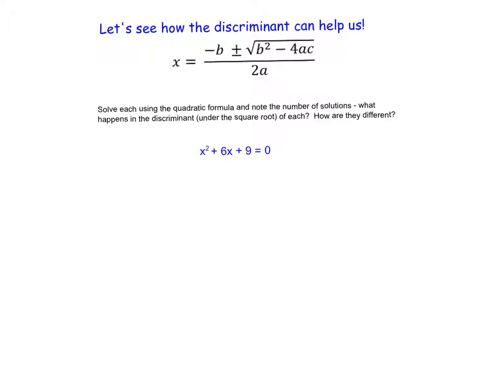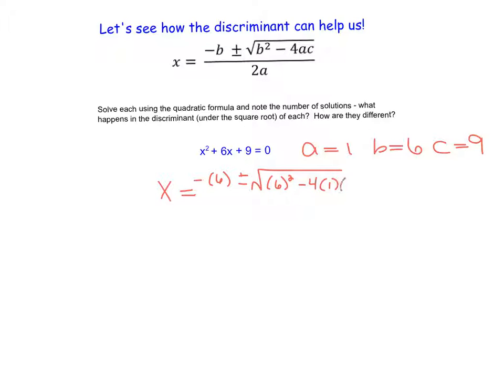So here, in this first problem, we can use the quadratic formula. It's written equal to 0, so I know that a is equal to 1, b is equal to 6, and c is equal to 9. So let's use the quadratic formula. We have x is equal to negative b plus or minus the square root of 6 squared, or b squared, minus 4 times a times c, all divided by 2 times a, which is 1.